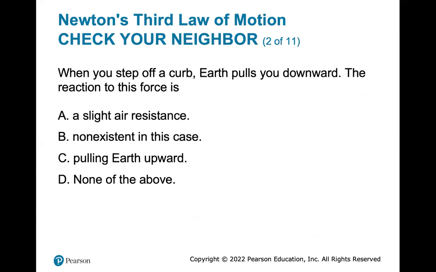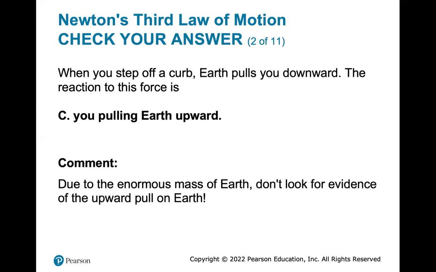Okay, when you step off a curb, Earth pulls you downward. The reaction to this force is a slight air resistance, non-existent in this case, you pull the Earth upward, or none of the above. Actually, as crazy as it sounds, it's C, pulling the Earth upward.